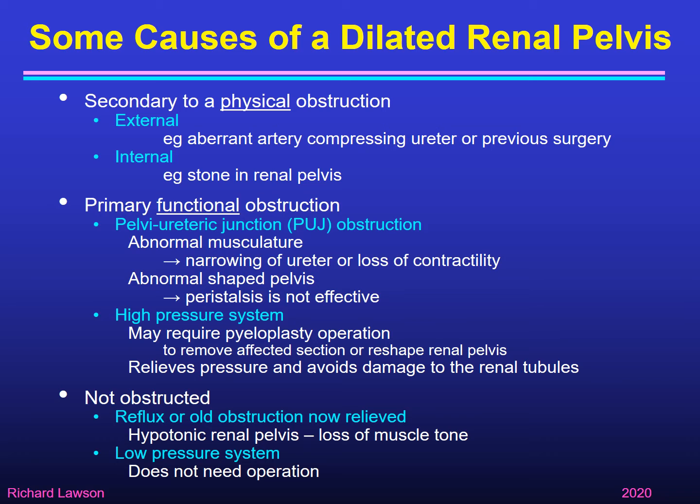Maybe the patient has some reflux which has dilated the renal pelvis, or they've had an old obstruction like a stone which has now been relieved. So in that case we're left with a hypotonic renal pelvis. That simply means the muscle has lost its tone, it's more relaxed than normal. Now that will result in a low pressure system. It's not going to damage the renal tubules, therefore the patient doesn't need an operation.